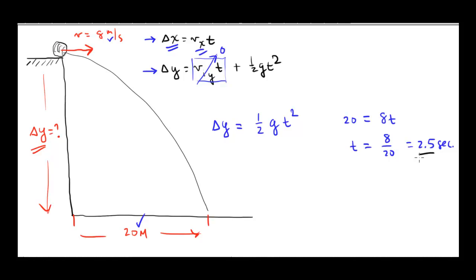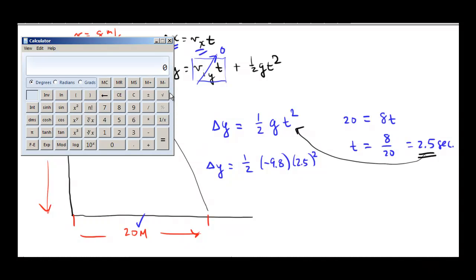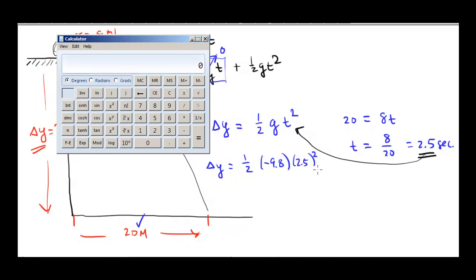I used the delta x to find the time. And so I can plug this value in right here. And I can say delta y equals 1/2 negative 9.8 times 2.5 squared. I'm going to break out the old calculator here. So we can do this out. I have to take 1/2 negative 9.8 times 2.5 squared. So I'm going to say 2.5 squared times 9.8, and I'm going to have to divide that by 2. Divided by 2, and I get, what is that, 30.6 meters?